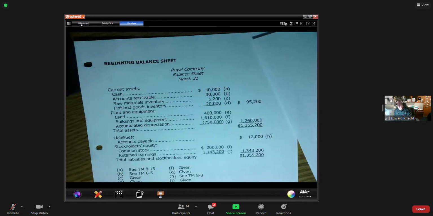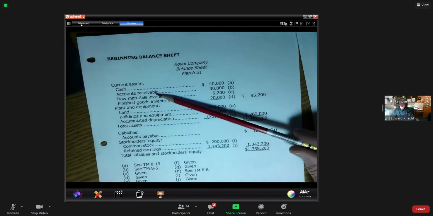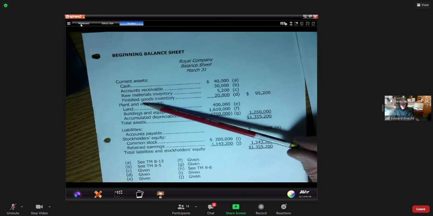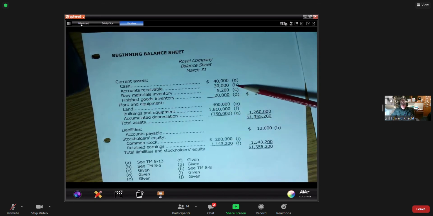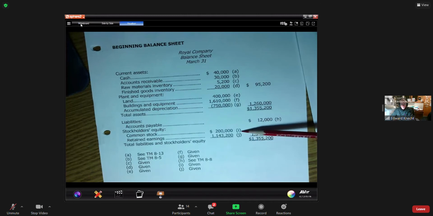How about the balance sheet? Oh yeah, they have it broken down into a classified balance sheet, don't they? Current assets, plant and equipment. So they have two categories. This is from the different budgets. They reference it. Accounts payable, common stock, retained earnings. There you have it, the different budgets.